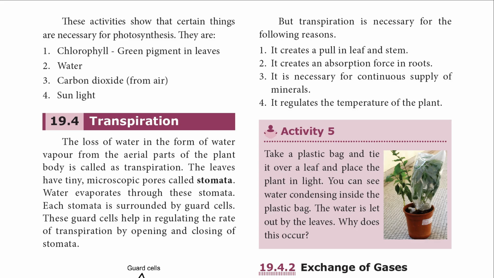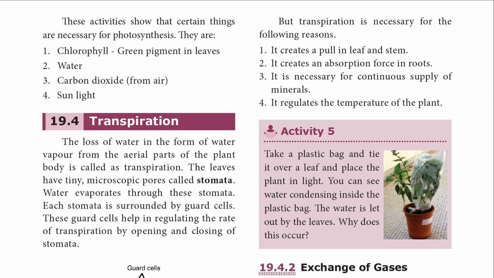We understood that loss of water from the aerial parts of the plant is called transpiration. Why should the plant lose the water? Water is an essential element for the growth of the plant, so why should it lose it? Transpiration is necessary for the following reasons. Transpiration creates a pull in the leaf and the stem, by which the plant can absorb more water through the roots for its growth and for its metabolic activities. Transpiration creates an absorption force in the roots by which it can absorb the water.